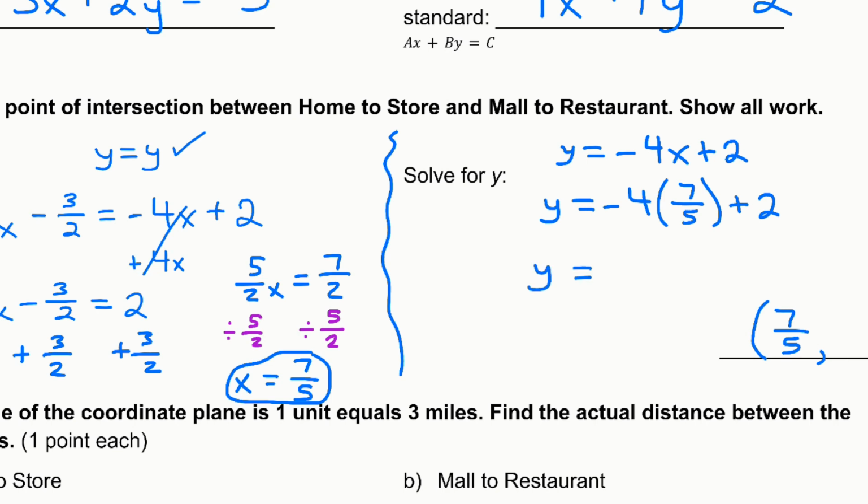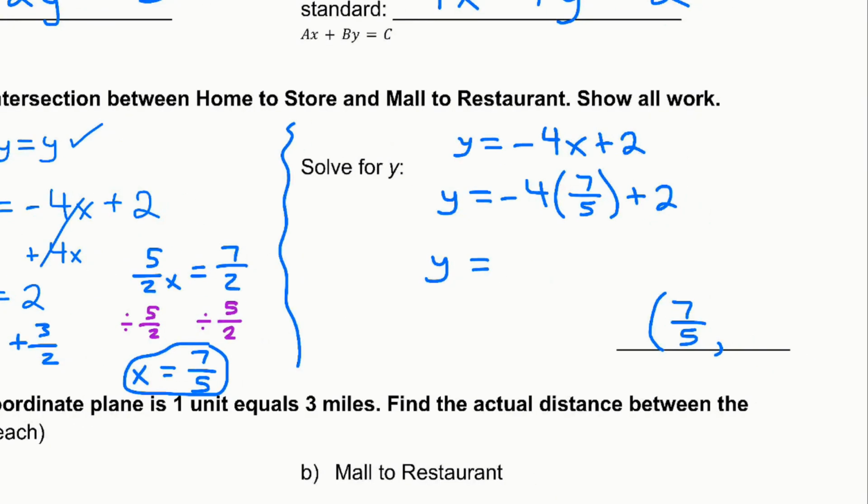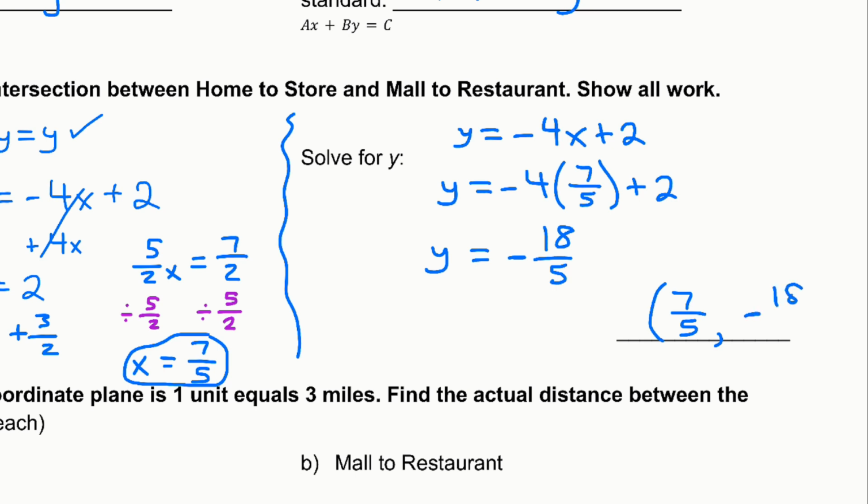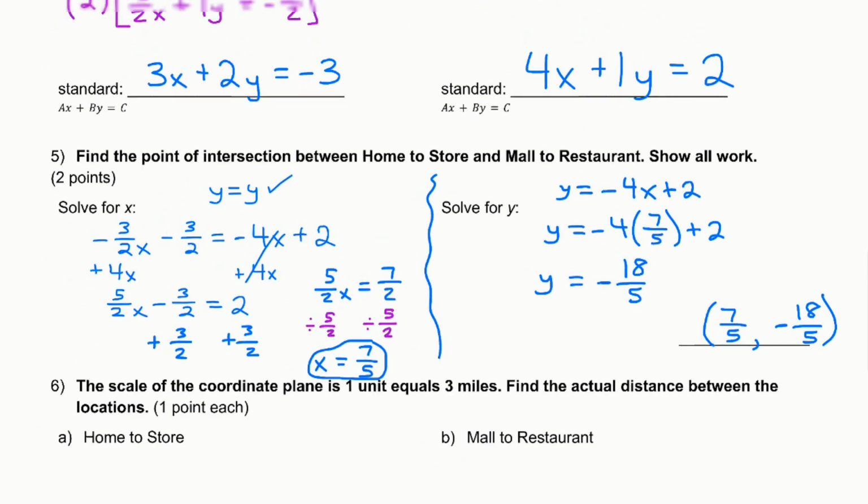And then I'm going to put all of this into a calculator. So I'm taking negative 4 times 7/5, and then I'm adding 2. If you put it into a calculator correctly, what you will get is negative 18/5. So that would be your y value. It's at that ordered pair where these two lines, because they're linear functions, would cross. It's where they would intersect.